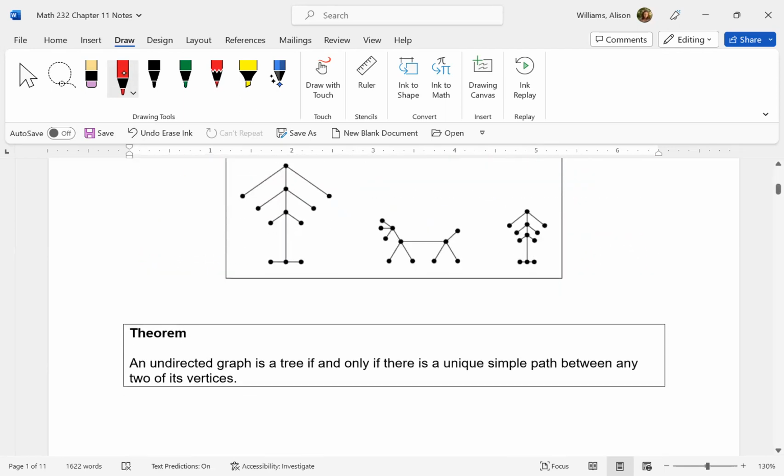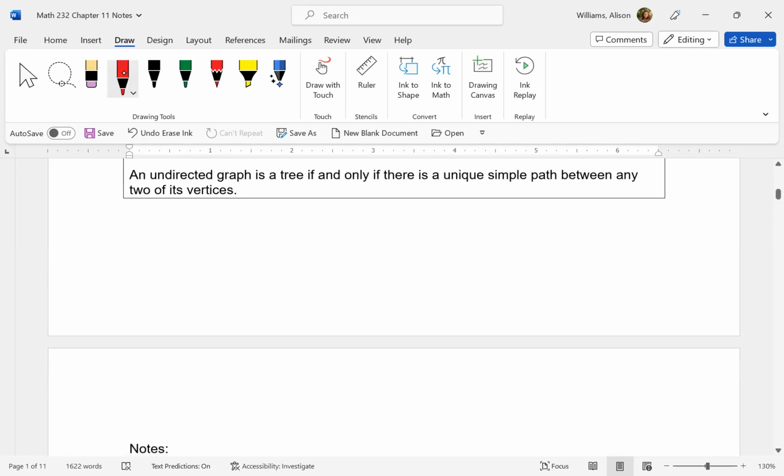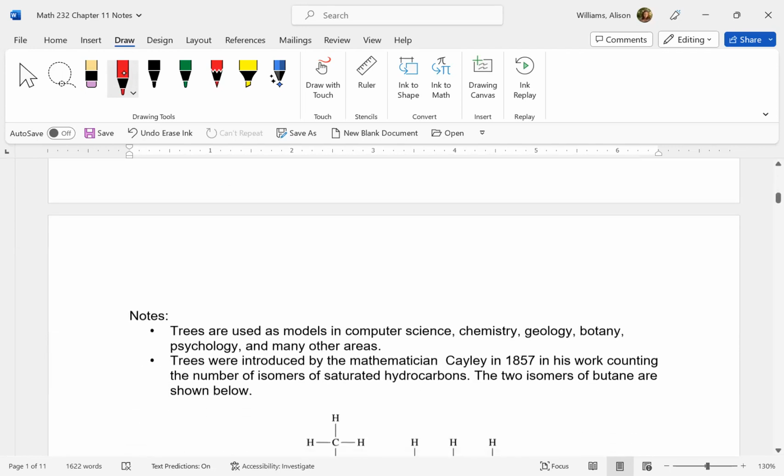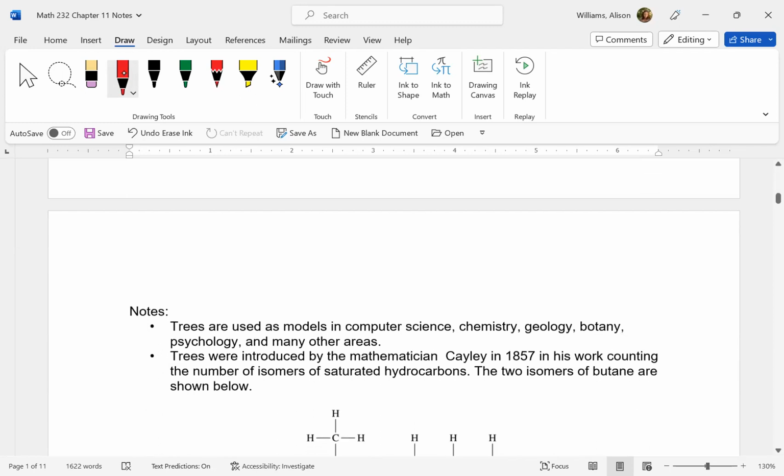So this basically says if we have a unique simple path, we're good to go. I'm not going to prove that. We will be looking at some proofs later that we're going to prove. But before we do that, let's just kind of move into some interesting notes.